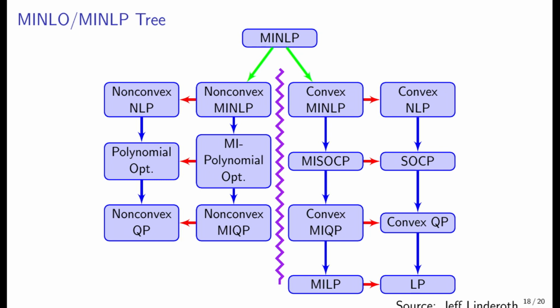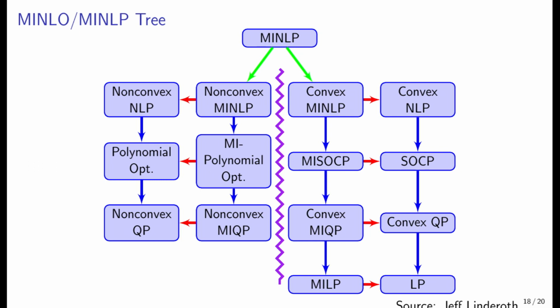And so a non-convex MINLP specializes to a non-convex NLP if there are no integer variables, or a mixed integer polynomial optimization problem if the functions are polynomials, and more general than, for example, a non-convex MIQP or a non-convex QP. And on the convex side, there are convex mixed integer nonlinear problems, convex NLPs, second order cone programming problems, and then they specialize to convex QP and finally LP.